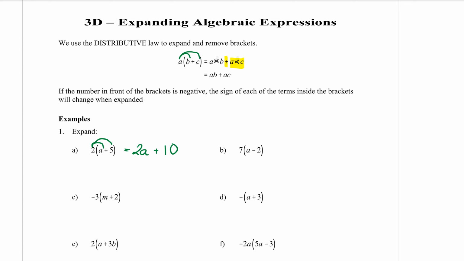For B, we have a 7 at the front, bracket A minus 2. Clayton, can you write these down, please, as we go? We do 7 times by A. What is that? 7A. Great. Now, in this bracket, I have a minus sign. So that means I'm going to have a minus sign in between. Then I do 7 times by 2, which is 14. Pretty easy, right? Let's do it again.